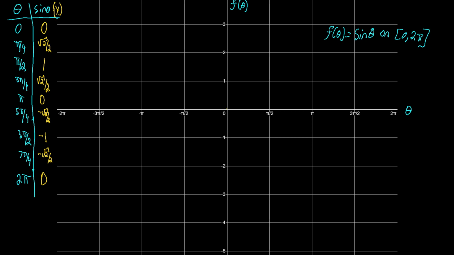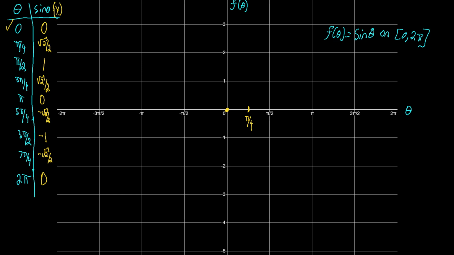That's the easy one. So 0, 0, right there. Right? I'll check them off as I do them. Pi over 4, root 2 over 2. Now, look at how I've labeled the theta axis here. I've labeled it in terms of pi's, just to make this easy. This is how we normally do things. So you'll notice that pi over 4 is halfway between 0 and pi over 2. It's why I chose it. So here's pi over 4.